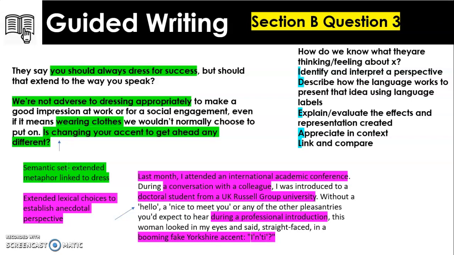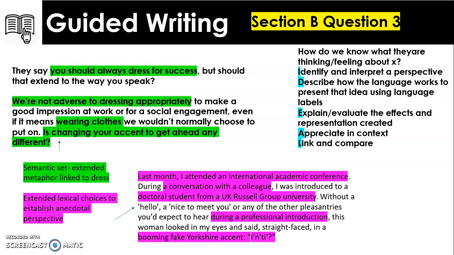Our writer Chilu is aligning herself with us as readers. We're not averse to dressing appropriately to make a good impression at work or for a social engagement, even if it means wearing clothes we wouldn't normally choose to put on. Is changing your accent to get ahead any different?